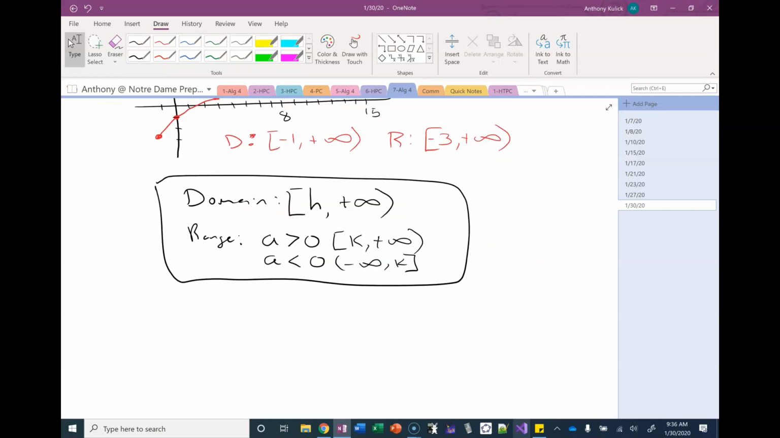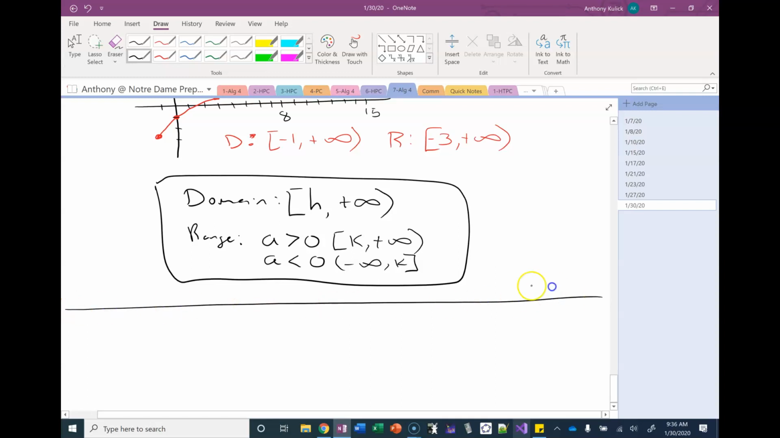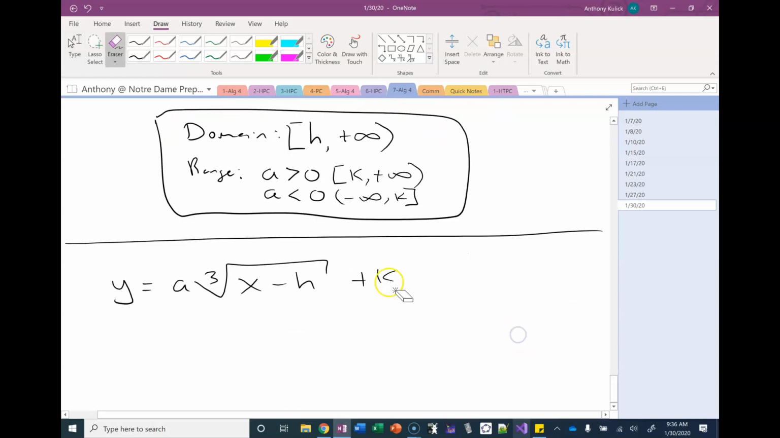Now let's talk about the cube root function. Just as an aside, how do I tell the difference between a cube root and a square root function when I look at them? Yeah, I look at the index, right? The index is going to be different. Cube roots have a 3. Square roots are usually blank, right?